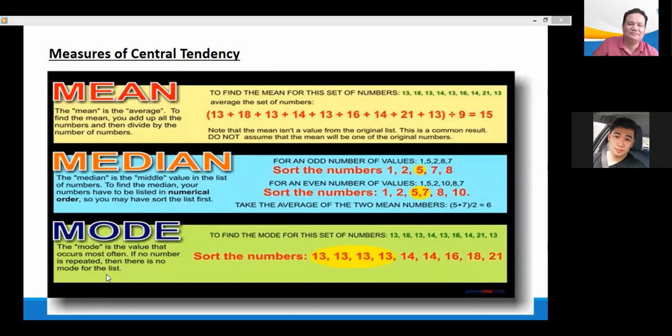The median. The median is the middle value in the list of numbers. To find the median, your numbers have to be listed in numerical order, so you may have to sort the list first. Mode. Mode is the value that occurs most often. If no number is repeated, then there is no mode for the list.